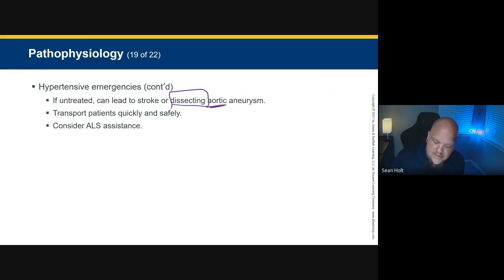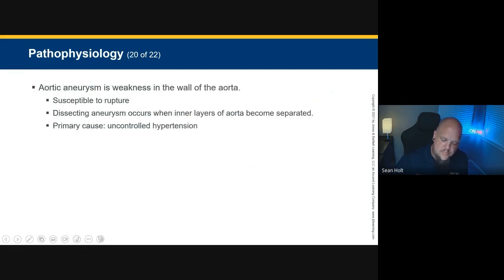But in a dissecting aortic aneurysm, it will be severe chest pain. And if that thing tears open, they are dead in seconds. Okay. I think there's a chart in here that says the differences between dissecting aortic aneurysms and an AMI or heart attack. Just understand these patients, they need quick and safe transport. Consider ALS assistance because of the hypertension associated with that chest pain that they get with the dissecting aneurysm.